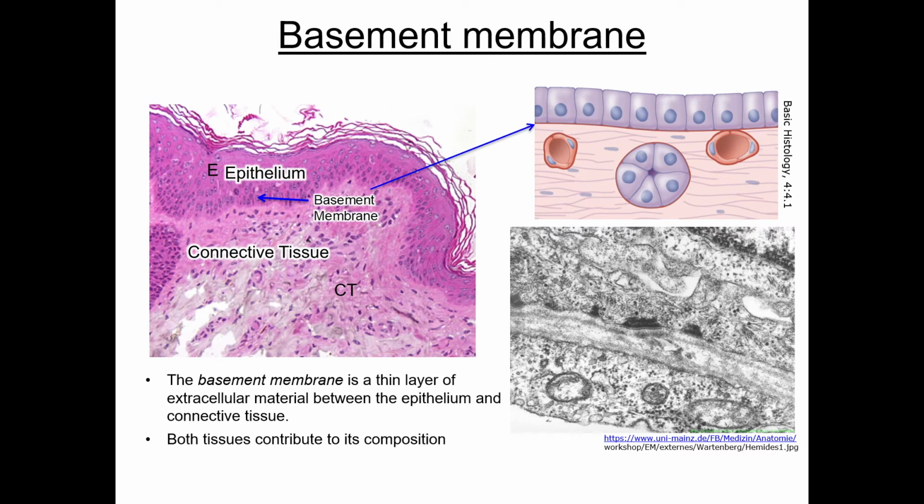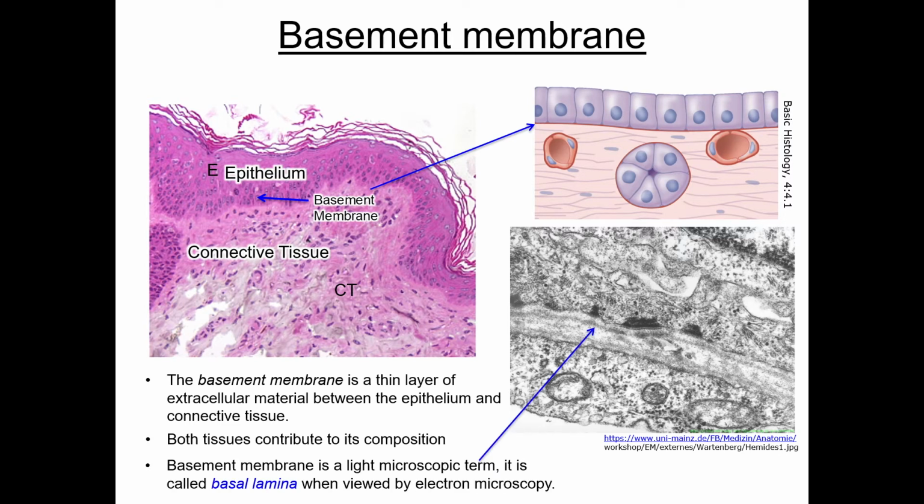As we see here in this H&E stain section and in the cartoon, the basement membrane appears as a thin line that is difficult to resolve under the light microscope. Both epithelium and connective tissue contribute to the composition of the basement membrane. Now, this transmission electron micrograph shows the basement membrane a bit more clearly. Here you can see a network of fine fibrils that comprises the basal lamina, shown by the arrow, and beneath that is a fibrous reticular lamina or layer.